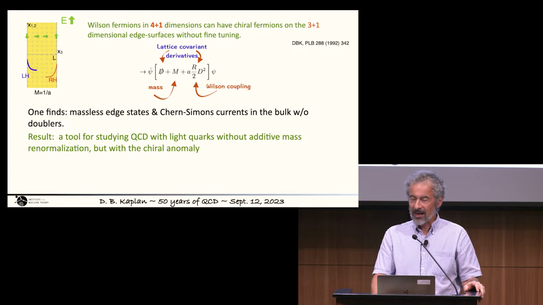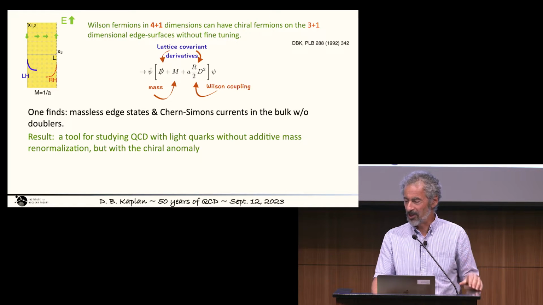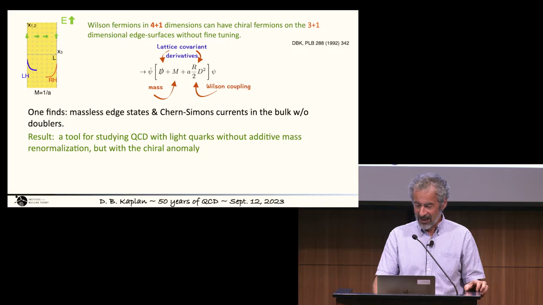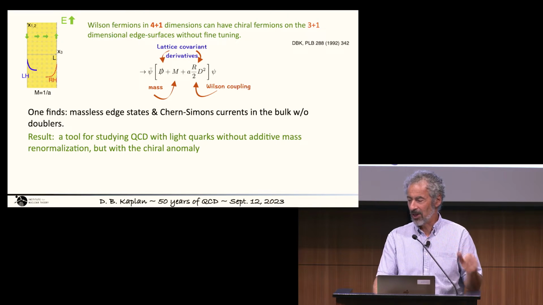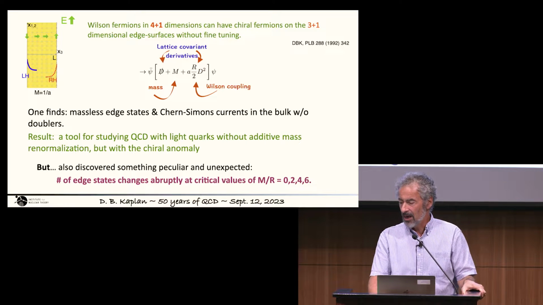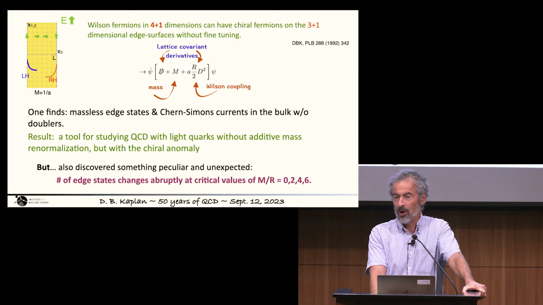So I did the calculation for the easy case of m over r equals 1, where the difference equations become very simple to solve. And I suggested to my student Martin Schmaltz and postdoc Karl Jansen to just generalize it for different m over r. And they found something remarkably odd, which is that the number of edge states jumped abruptly at critical values of m over r of 0, 2, 4, and 6.